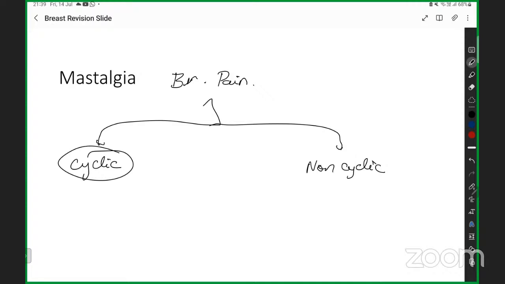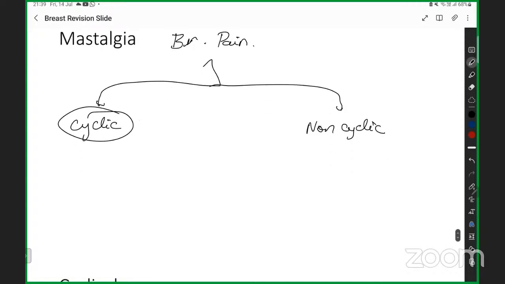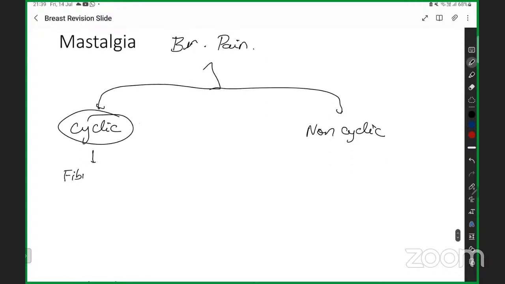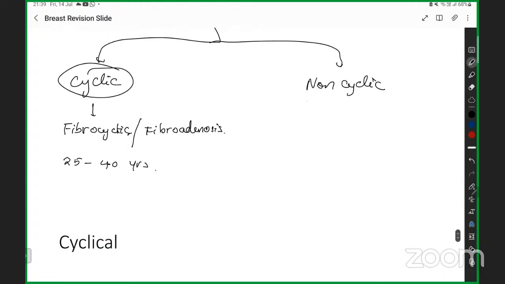But for now, for easy understanding, remember, you will have cyclic mastalgia in fibrocystic disease or fibroadenosis. This will be in the age group of 25 to 40 years. What are the non-cyclic mastalgia causes? Number one, Tietze syndrome, also called costochondritis. Number two, Mondor's disease. This can be asked as a short note for you, so this is your Mondor's disease. This can be asked as a question.